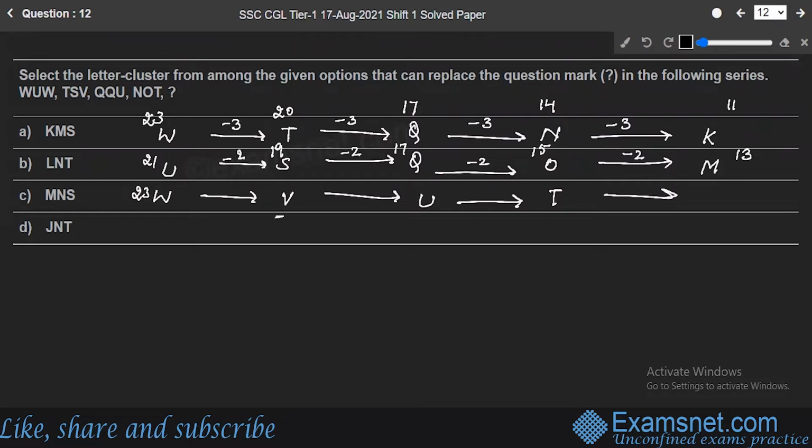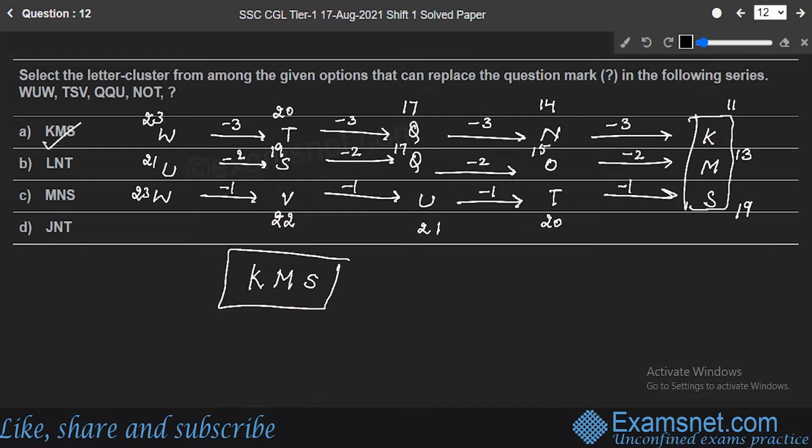Now, the third alphabet. If I'm talking about this, V is at position 22. U is at 21. T is at 20. So obviously you are having a -1 factor logic, right? So what will come over here? It is alphabet S. So here is our answer, K, M, S, which is option A. See, these types of questions, you can get the logic only if you practice.